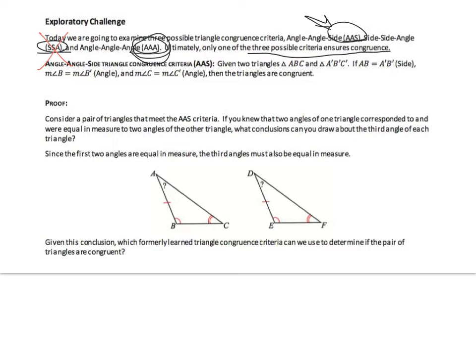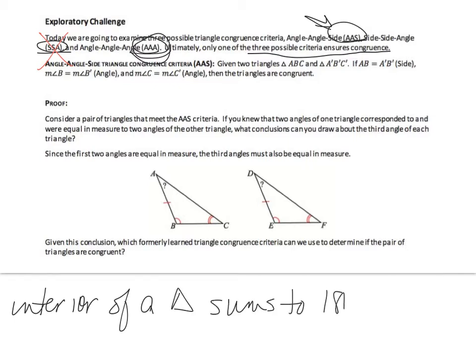If you remember, the interior angles of a triangle sum to 180 degrees. So if we know two angles of a triangle, then we can add and subtract and get the third angle. So if two angles equal each other, then the third has to be equal to each other also. Okay, let's keep reading.